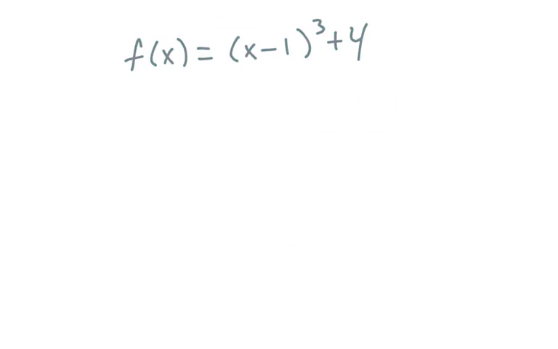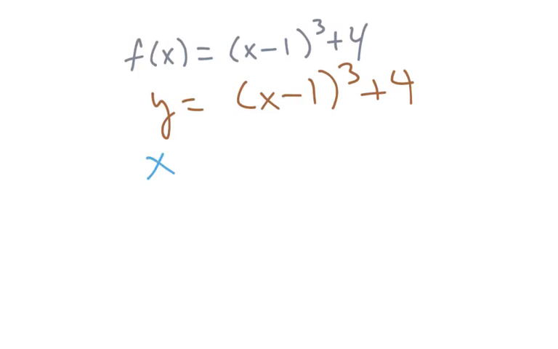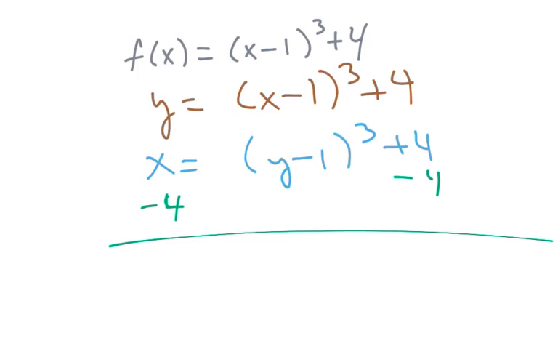Okay. Do the same thing for this one. So this is the same thing as saying y equals x minus 1 cubed plus 4. Inverse means you switch x and y. And then I want to get y by itself, so I will subtract 4. And to get rid of the 3, you have to take the cube root.